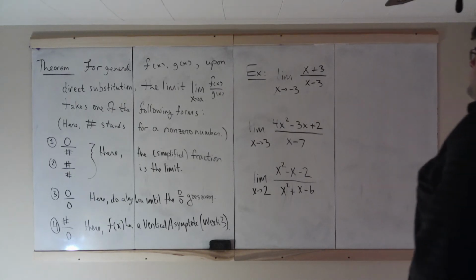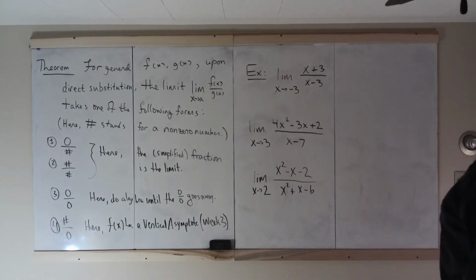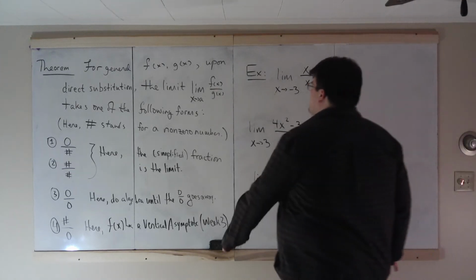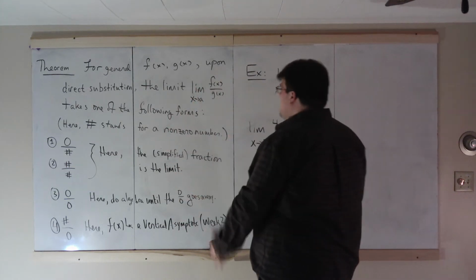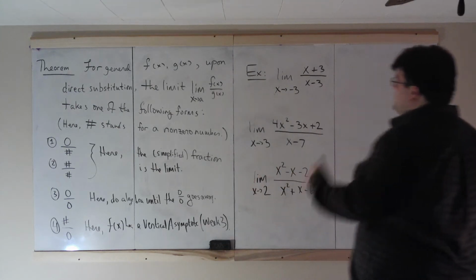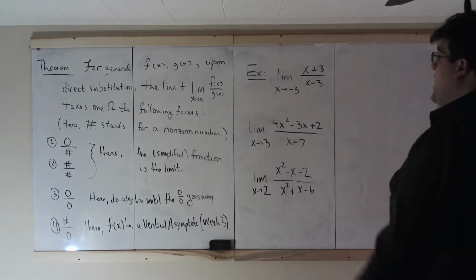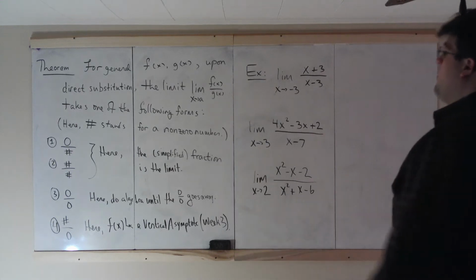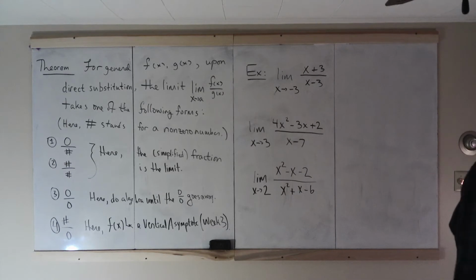Theorem. For general f of x and g of x, upon direct substitution, the limit of the quotient, so limit as x approaches a, f of x over g of x, takes one of the following forms. And by direct substitution, we mean substituting x equals a. So really what it could say is f of a over g of a takes one of the following forms. And here we're going to use the pound sign for a non-zero number. So here it means a non-zero number, any number, as long as it's not 0. We'll use 0 for 0. So it could take one of the following 4 forms.